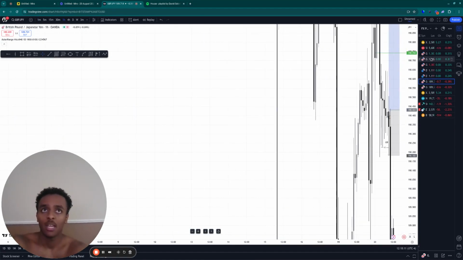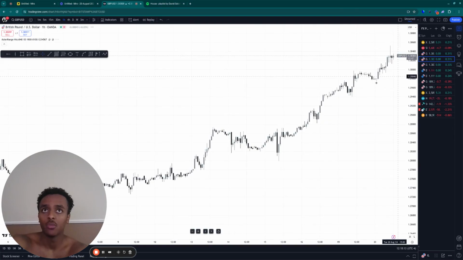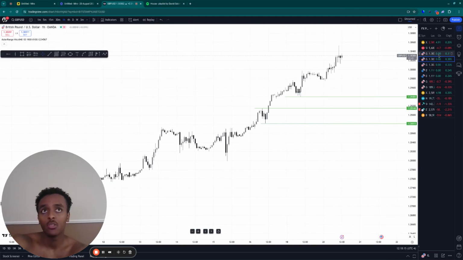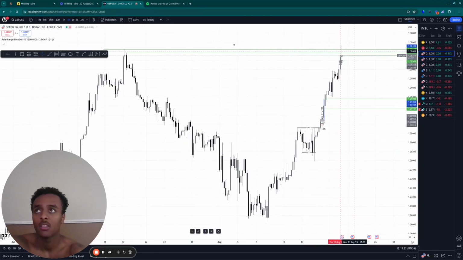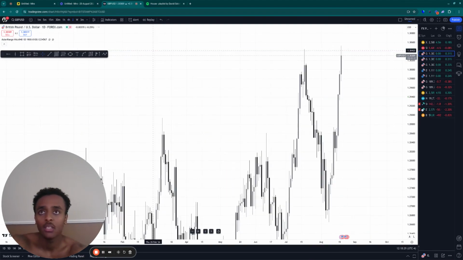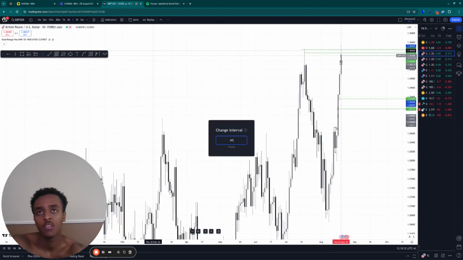But as all that was happening, I was also looking at GU because GU, unlike the other pair, had actually looked like it was just going to take this very, very easy draw on liquidity right here. Why could I say that? Daily time frame, bullish, it's been pricing efficiently.